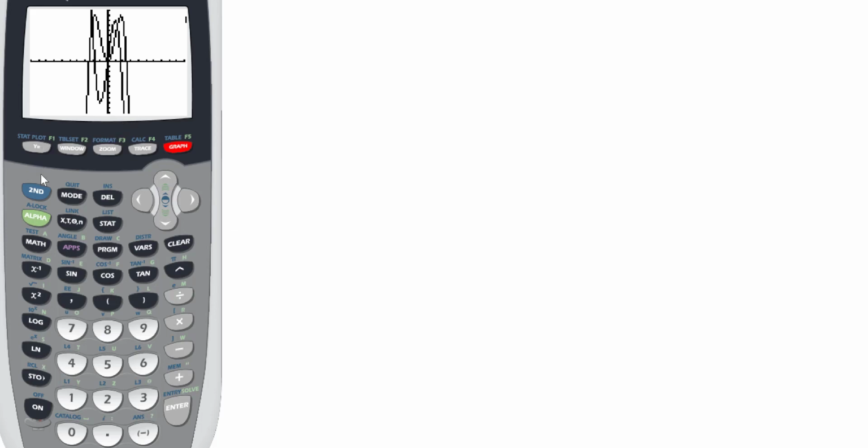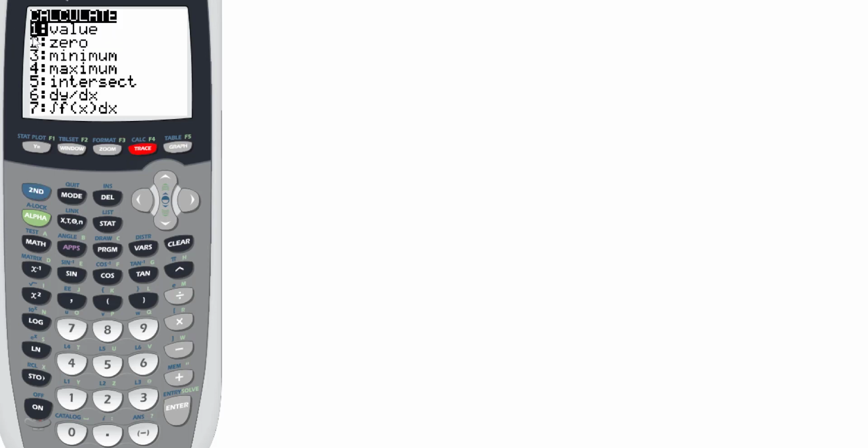So what I'm going to do is find the 0 for the derivative, because the 0 of the derivative, as we all know, is when f prime of x equals 0, and that is a relative extrema. And as I already said, going from a positive slope above the x-axis to a negative slope below the x-axis on the f prime graph is going to give us a maximum. So I want to find that 0. I'm going to hit second, calculate, 0, 2.